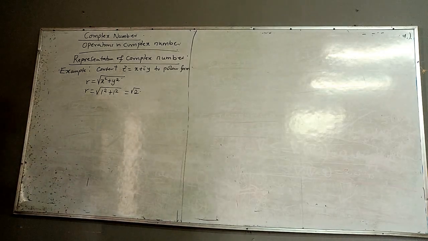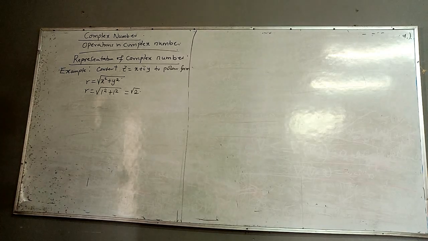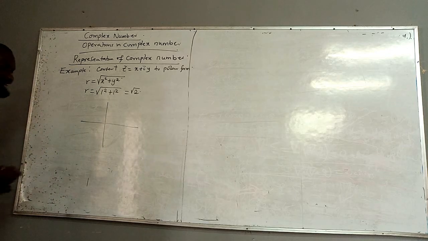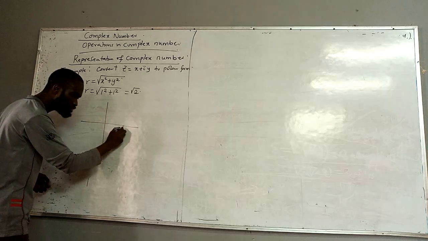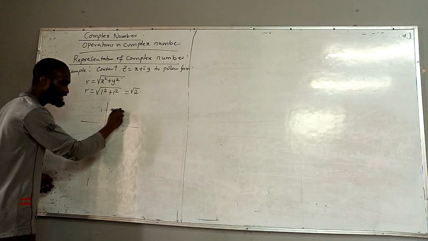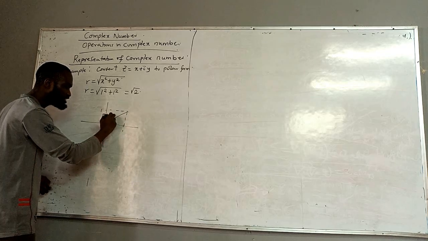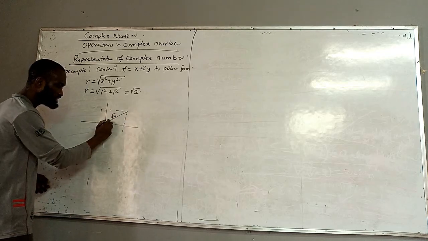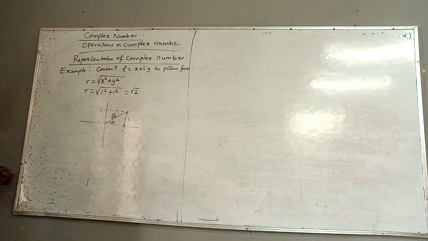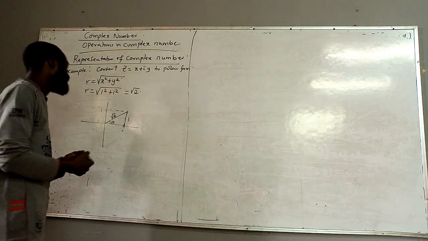Now, I want to get my theta. You can get your theta in two different ways. You can just sketch the diagram. Let this be 1, and this is also 1. Then I can just join them. We have calculated this to be root 2. This is my theta. This place is also 1. I want to get my theta, and you can use any of the Pythagoras theorem.